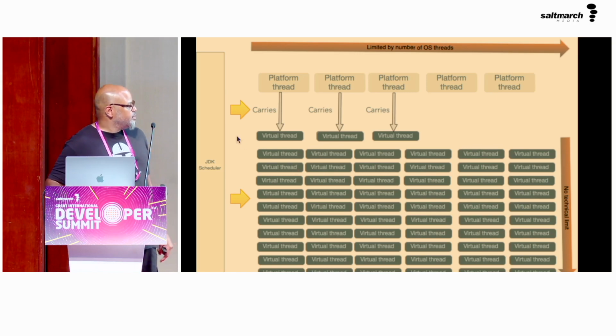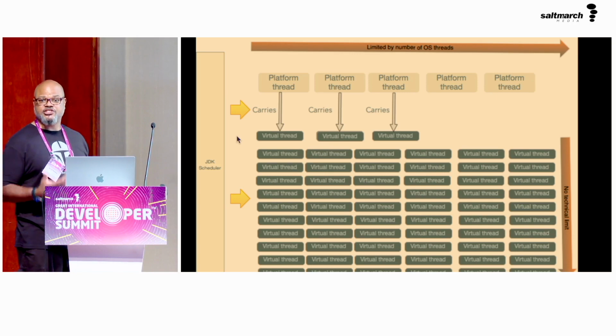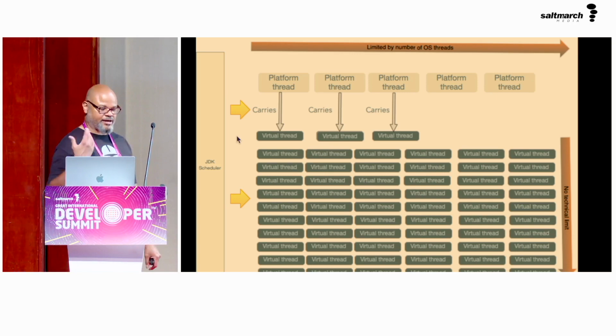So the key thing here is, just like with platform threads, there's now a JDK scheduler. The JDK actually does the scheduling for the virtual threads. And it can create a lot of virtual threads. They're very cheap to create. It can create a whole bunch of them, and it may have a whole bunch that are just hanging out waiting to be used.